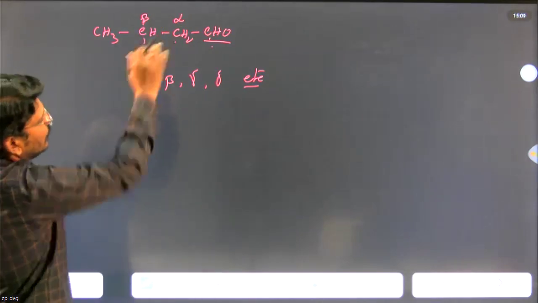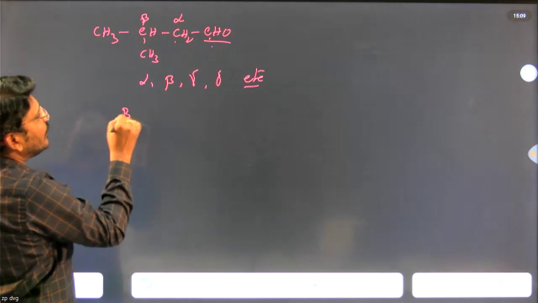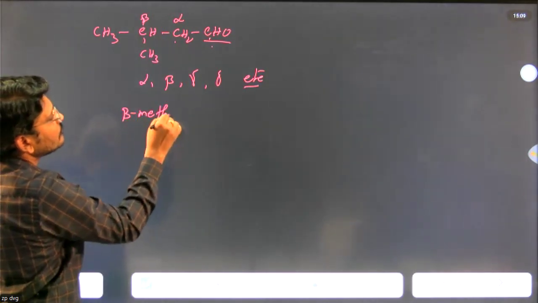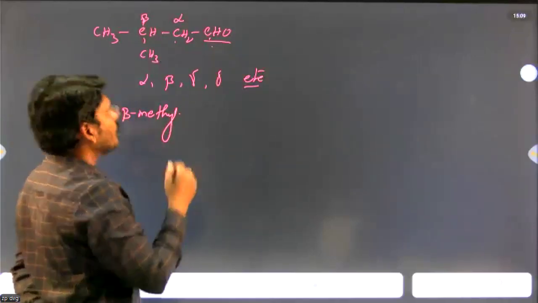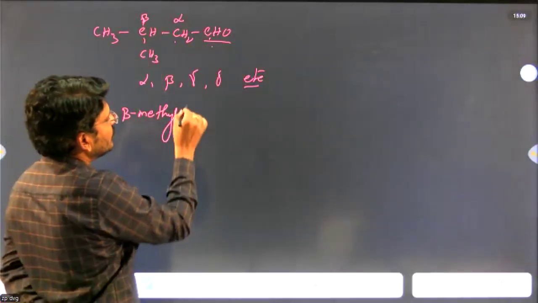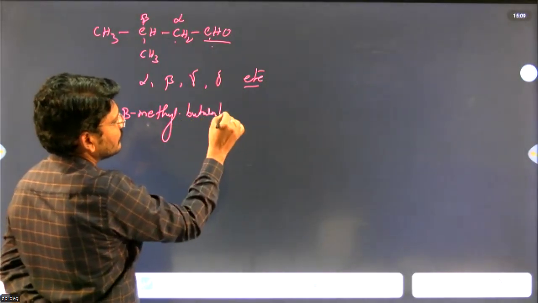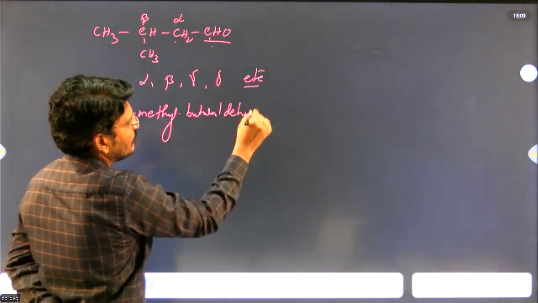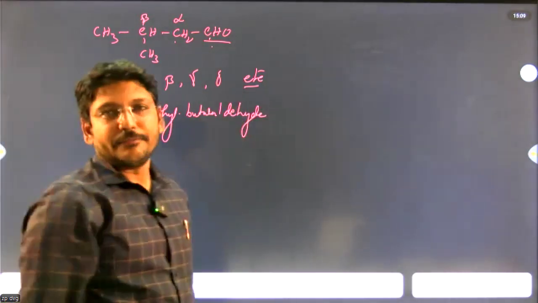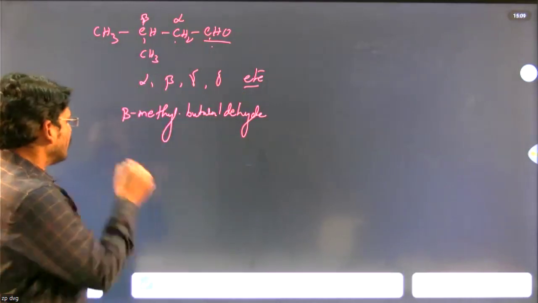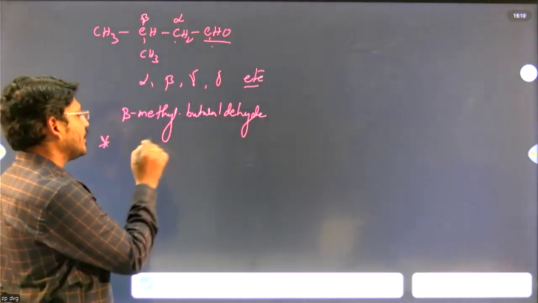So that's why the common name we are going to use is beta methyl. The total number of carbon atoms is 4: 1, 2, 3, 4. So that's why we have to use butyraldehyde. So these are the ways we are using different methods to name the common names of organic compounds.